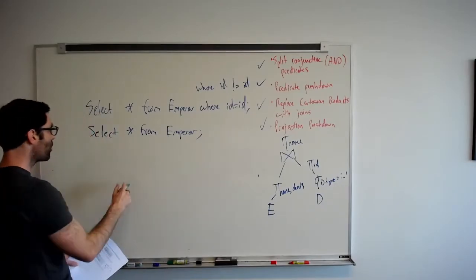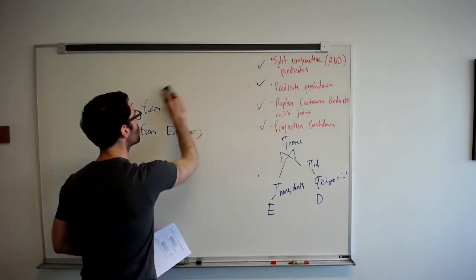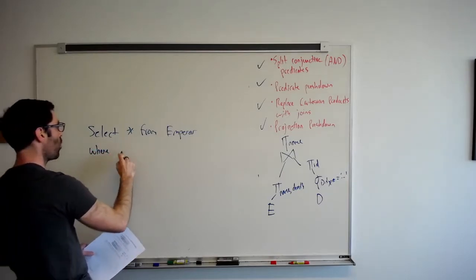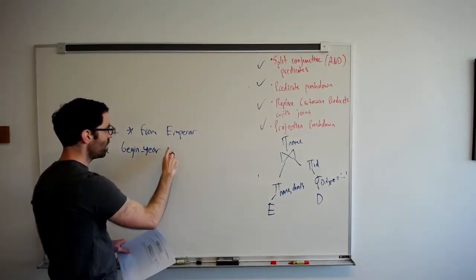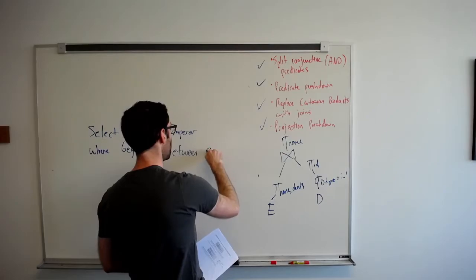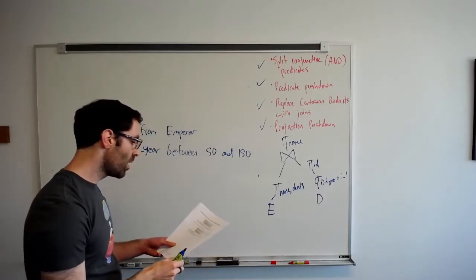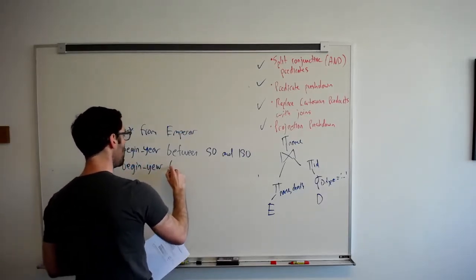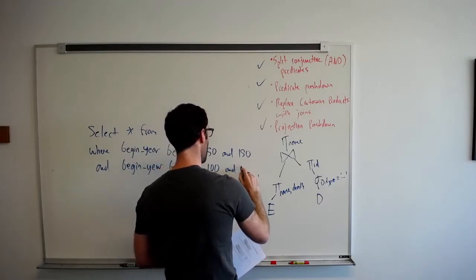So if we had our select, we're again selecting from our emperor table, and we're saying where some begin year is between 50 and 150 AD, and begin year between 100 and 200.